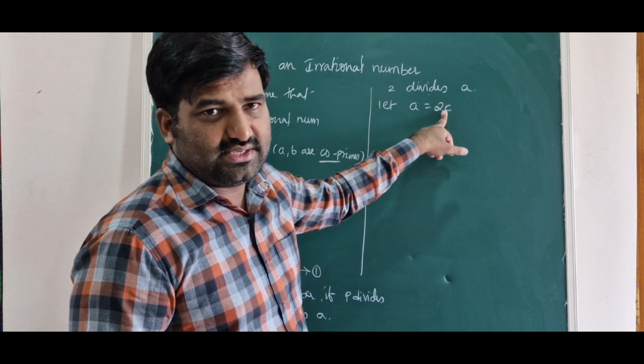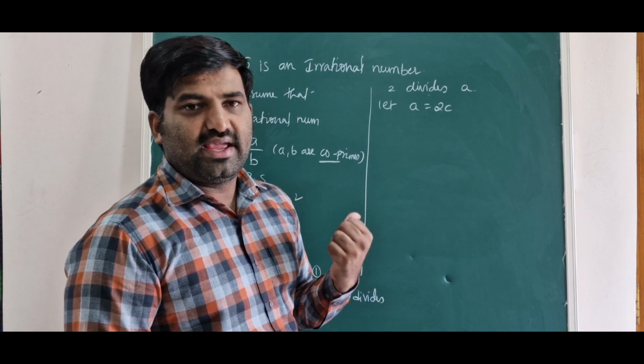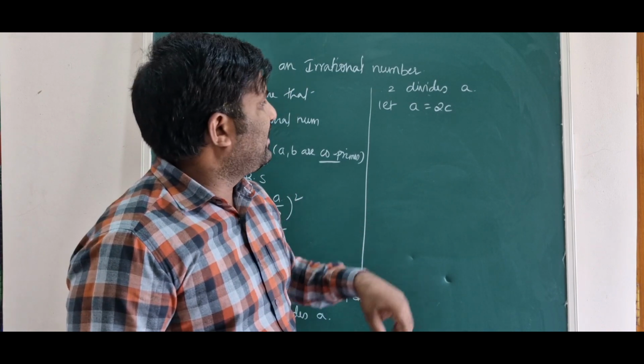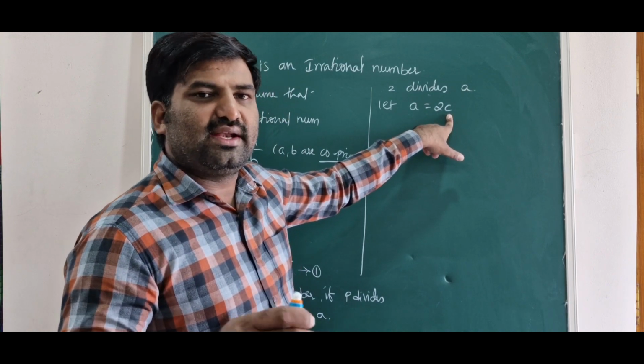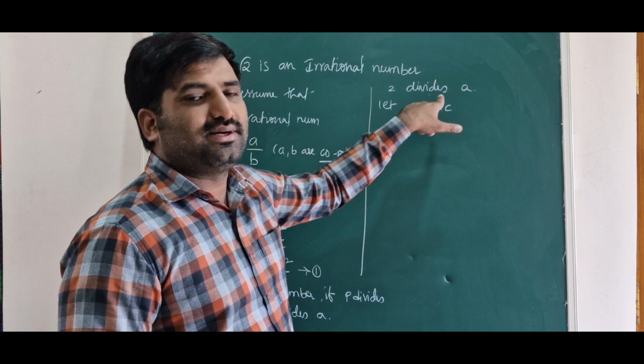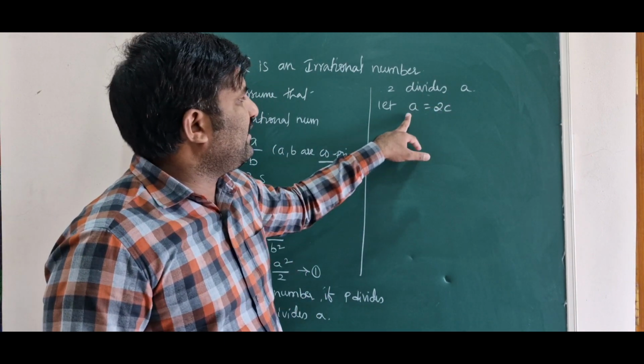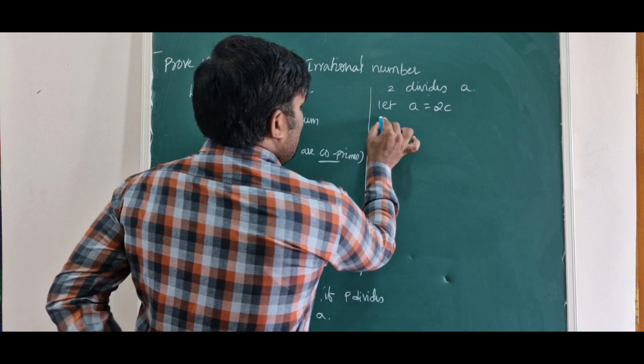Like A is equal to 3C. If it is root 5, A is equal to 5C. If it is root 7, A is equal to 7C. Next one is C. Instead of C, you can take any other variable. Already we have A and B, 2 variables. The third variable I am taking as C. That's it. There is no other reason. Directly I am taking A is equal to 2C.